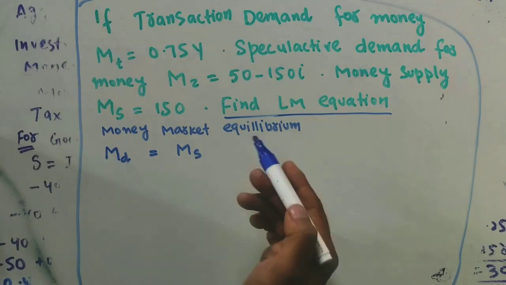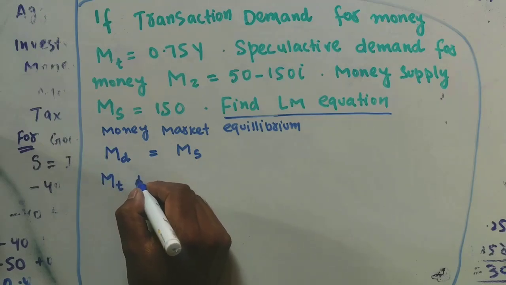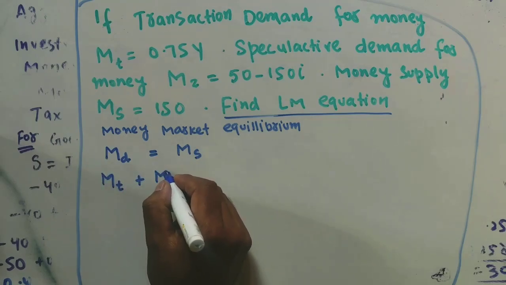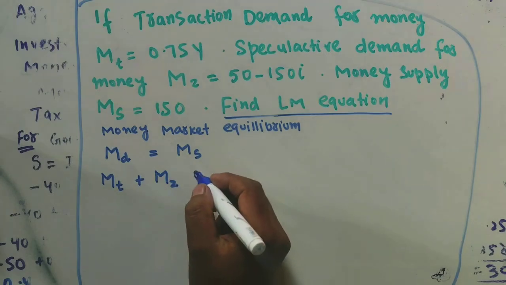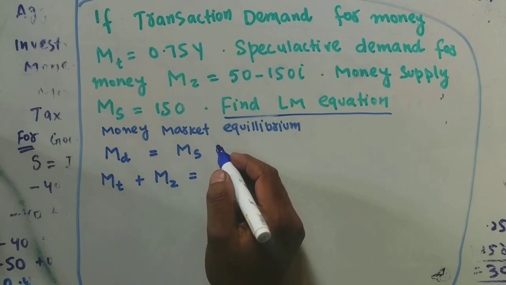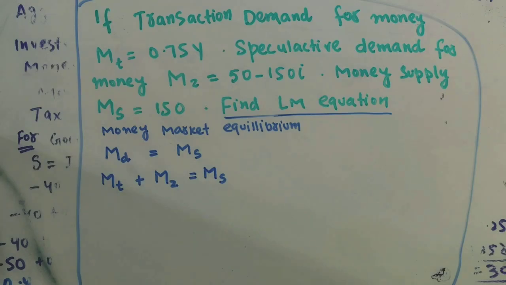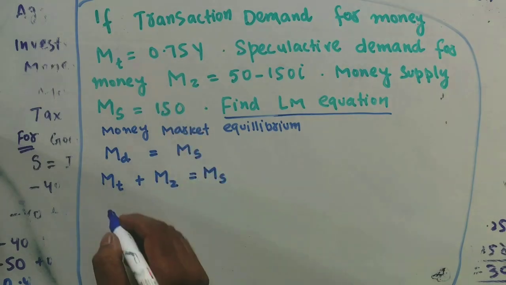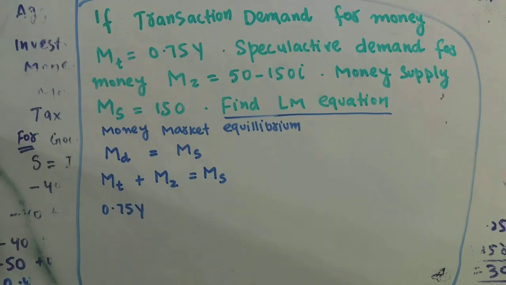Now demand for money has two components. First, what we call the transactionary demand for money, and another is the speculative demand for money, and it should be equal to the money supply. Now transactionary demand MT is being given as 0.75y. That is the demand for money which we carry out for transactionary purposes, which is a positive function of income.